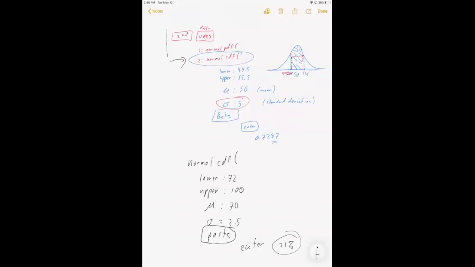Okay, what would that correspond to graphically? It's just what we saw. We're up here finding the area to the right of the 72-inch line when the mean is right there at 70 inches.